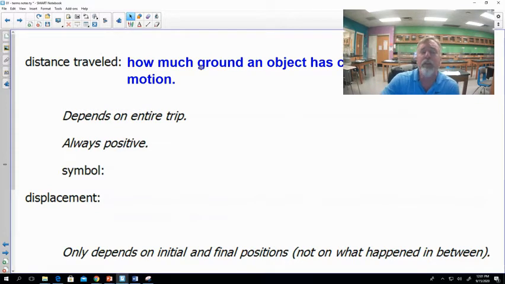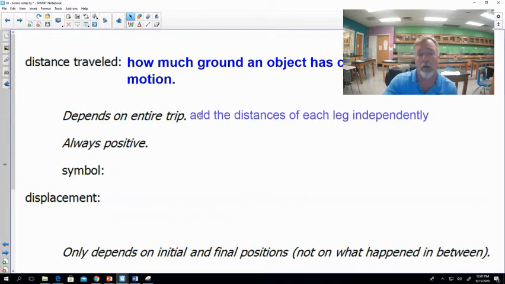All right, but our distance traveled is going to depend on our entire trip. And how do we figure out what that is? We're going to add the distance of each leg of our trip separately. So for example, if I leave my house and drive to school, I've traveled 5 miles on that leg. If I drive back home, I've driven another 5 miles on that leg. So my total distance is 10 miles. My distance depends on the entire trip. Now, distance is always going to be positive.